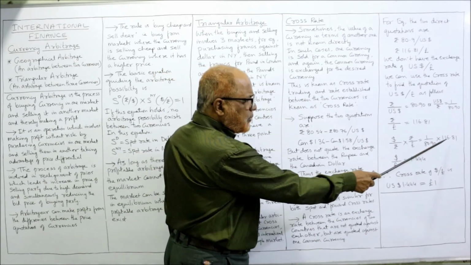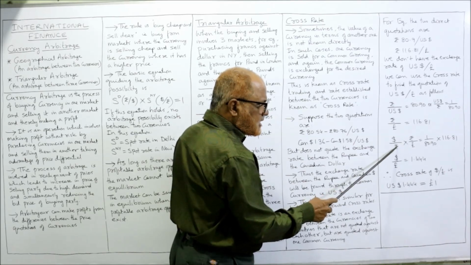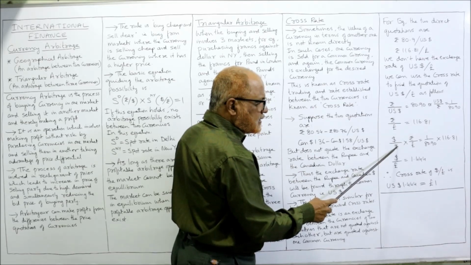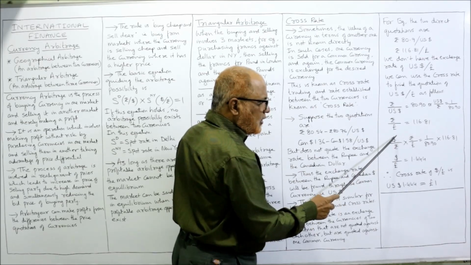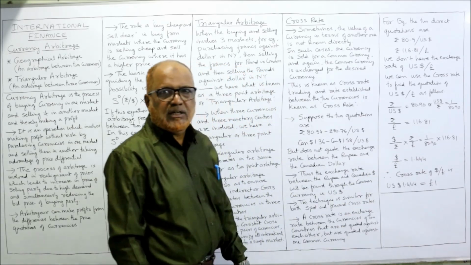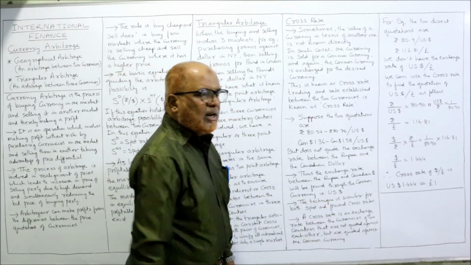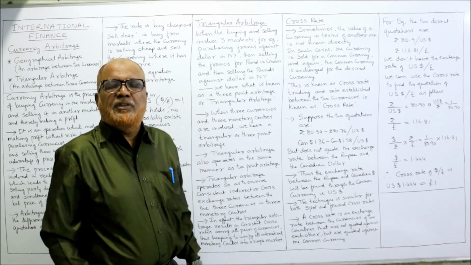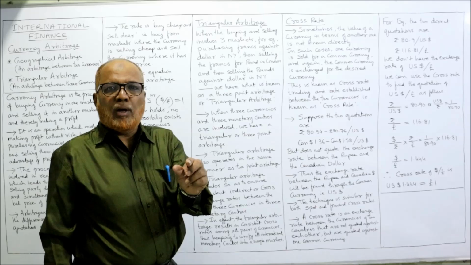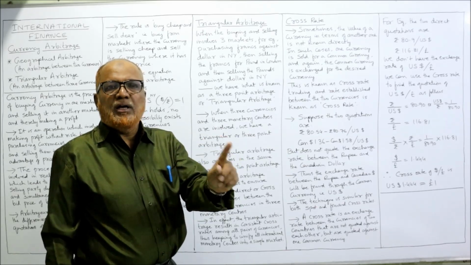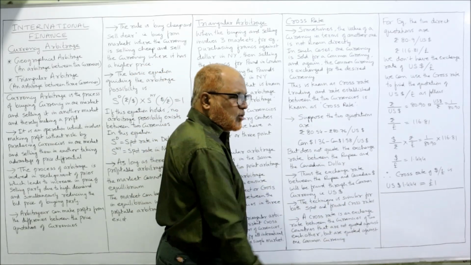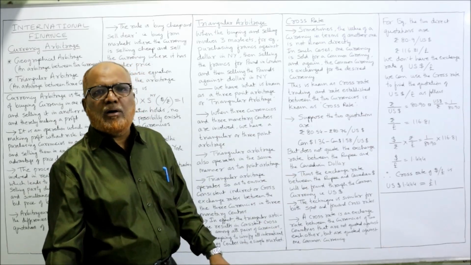Now 116.81. Here rupees will get cancelled. Dollar by pound is equal to 116.81 divided by 80.90. So if you divide, you get 1.444. This is the cross rate. What does 1.444 mean? US dollar 1.444 is equal to 1 pound. US dollar 1.444 is equal to 1 pound. This is called cross rate.